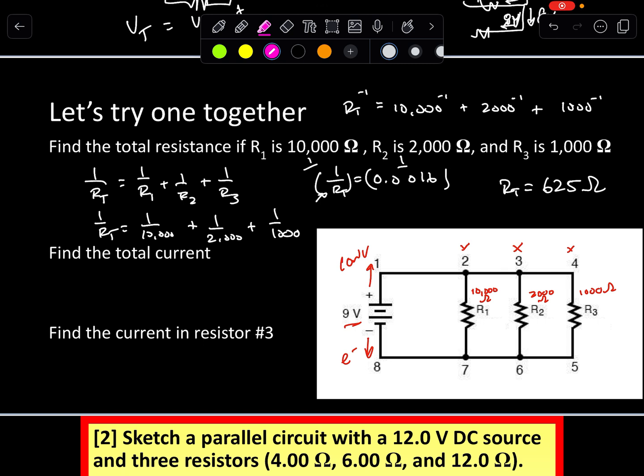Anytime we get circuits here, what we start to see is that the total resistance in a parallel circuit is going to be less than that of the smallest resistor. Whereas in series, we're going to see that the total resistance is going to be larger than the biggest one.